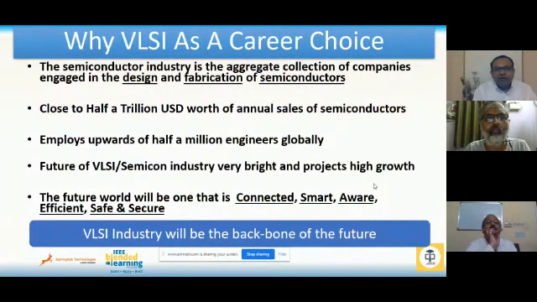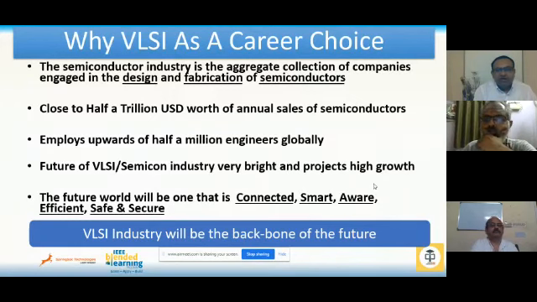So let's now quickly dive into why VLSI is a career choice. The semiconductor industry is an aggregate collection of companies engaged in the design and fabrication of semiconductors, as probably all of you know. Close to $500 billion worth of annual sales of semiconductors, and it employs close to 500,000 engineers globally, which is a huge presence.